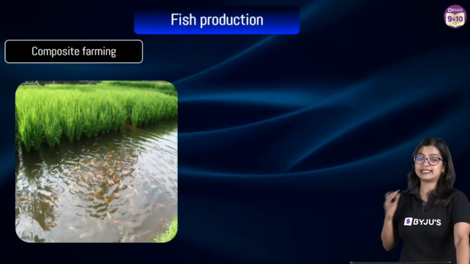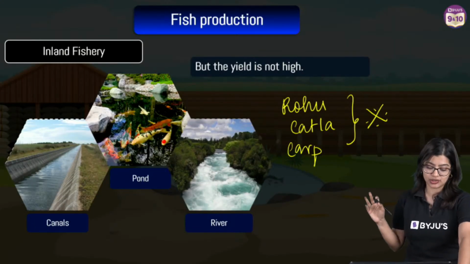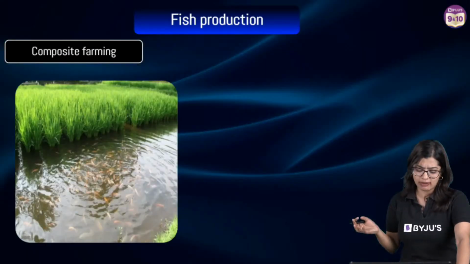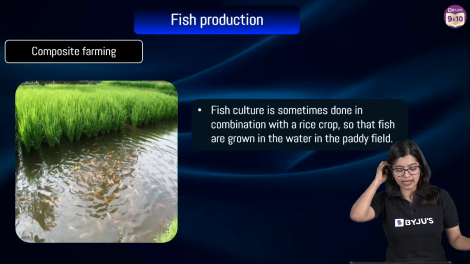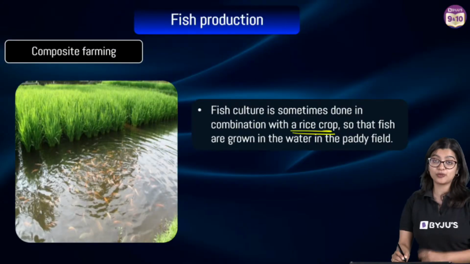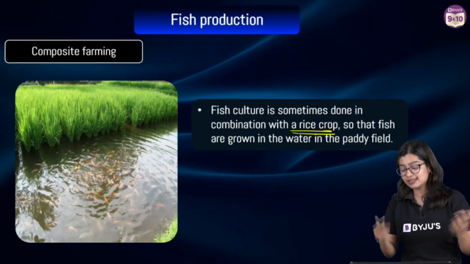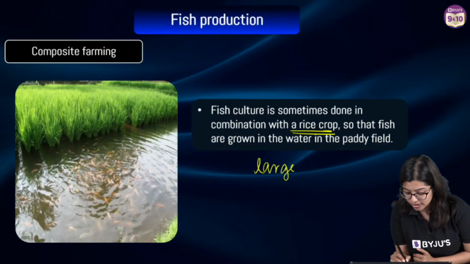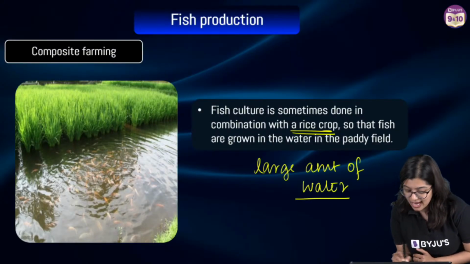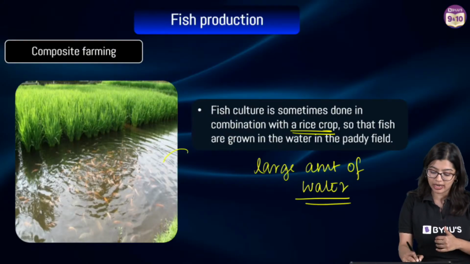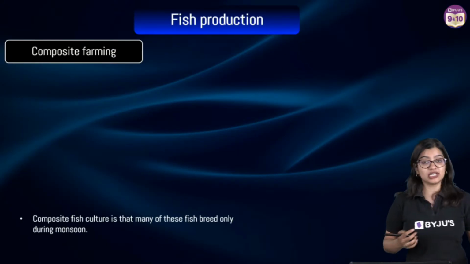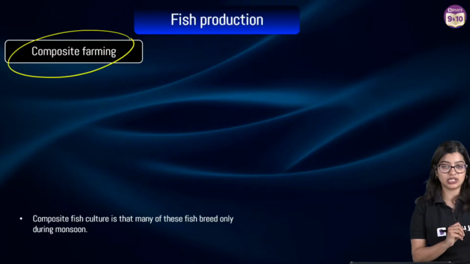So now of course we see that in order to do inland fishery, basically your freshwater sources, you can do it in one of two ways. One is what we can do along with rice crops, right? For growing rice, you need a large amount of water. So with that, in the paddy field itself, you can rear some of these fishes. Or else what you can do is composite farming. Now what is this composite farming?